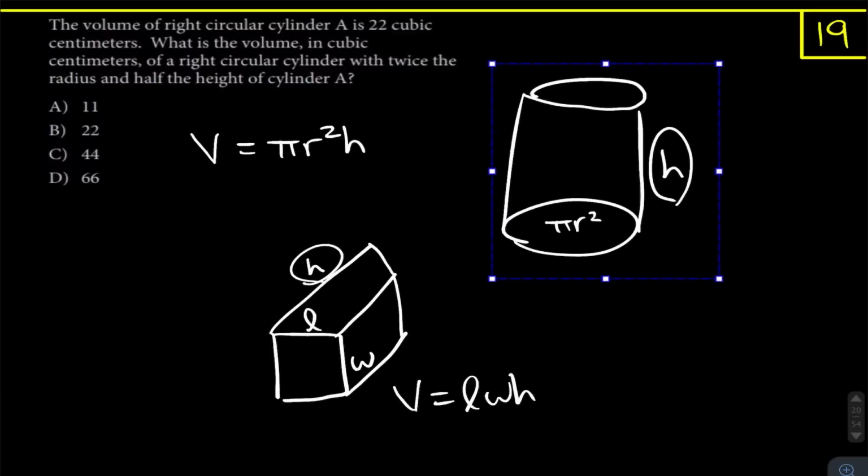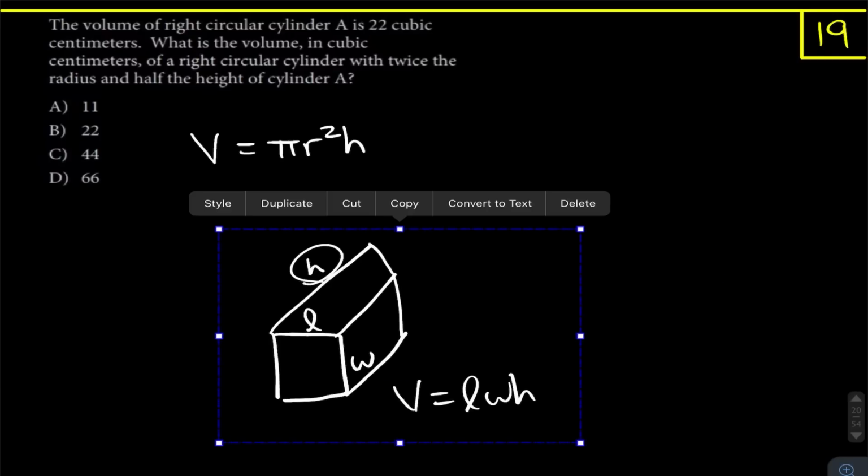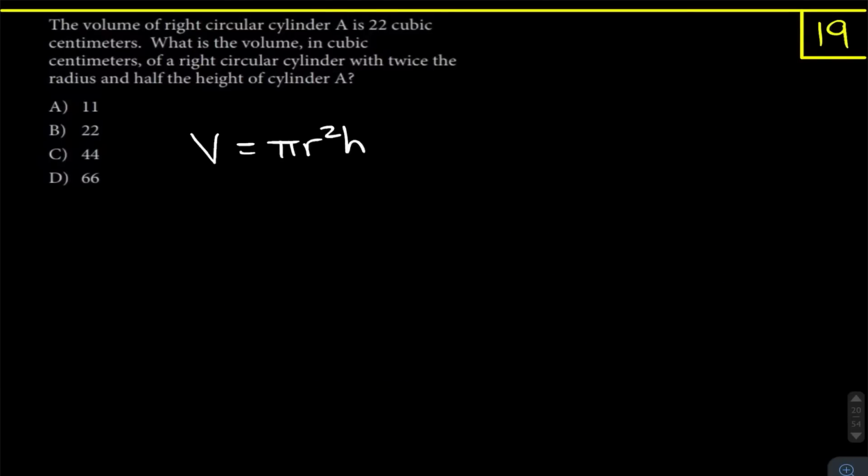So either that 30 seconds was just a stupid rant that didn't make any sense to you, or it was actually helpful. I don't know. Anyways, that's how I think about it. Their volume is pi r squared h here, and we know that this volume is 22, right? So we know that 22 is equal to pi r squared h. But we're saying, well, what's going to happen if we double our radius? Okay, so we'll do that first.